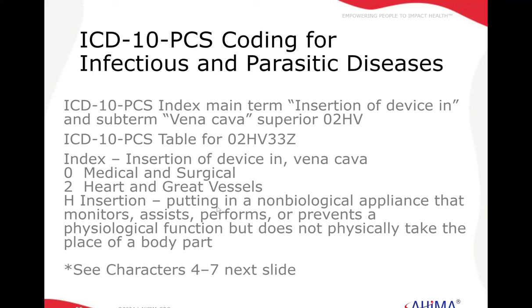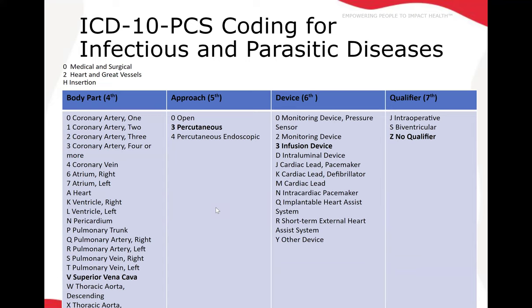Let's take a look at characters 4 through 7, and you can see them here. And again, over here, we could insert into any of these, right? And then the approach is how we do it. We don't see too many things open, but we do see things that are percutaneous or percutaneous endoscopic sometimes.